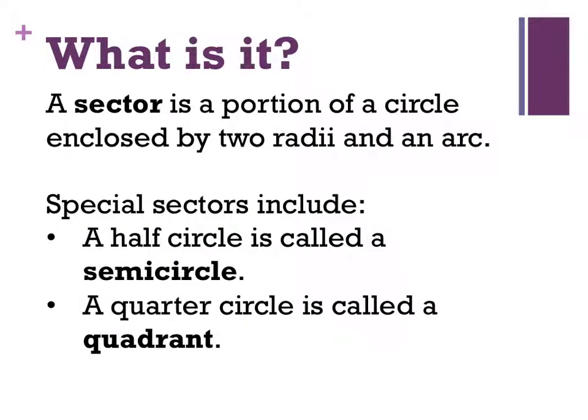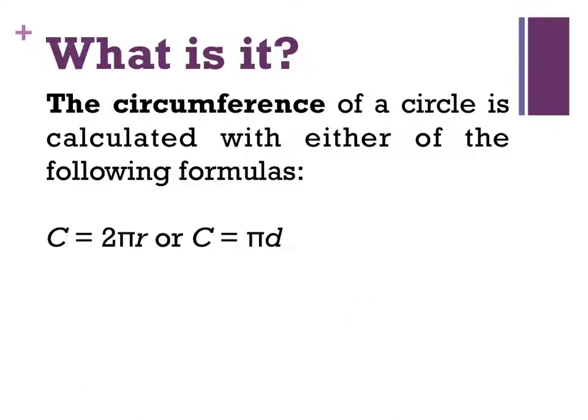So what's a sector? Well, a sector is a portion of a circle and it's usually enclosed by two radii and an arc. What does that mean? That means there's two radiuses going out either side and a big giant arc around it. Two sectors that you might be familiar with are semicircles and a quarter of a circle, which we call a quadrant. These are both two different types of sector. A sector just means a part or a portion. They don't necessarily have to be semicircles or quadrants, but they're the most common ones.